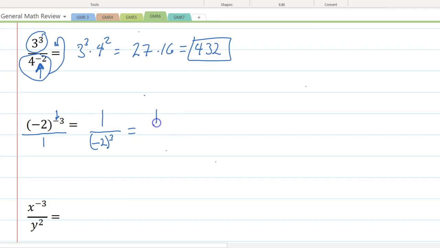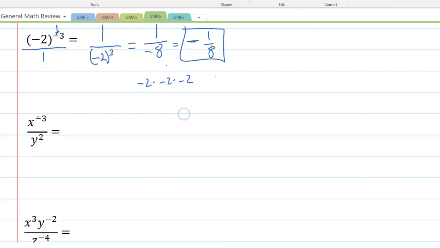That leaves me with 1 over, well, negative 2 times negative 2 times negative 2. Negative times negative times negative is a negative. 2 times 2 times 2 is 8. Negative 8. Never leave your negative sign on the bottom. We always either put it on top or in the middle. Negative 1 over 8. Let's try another one.